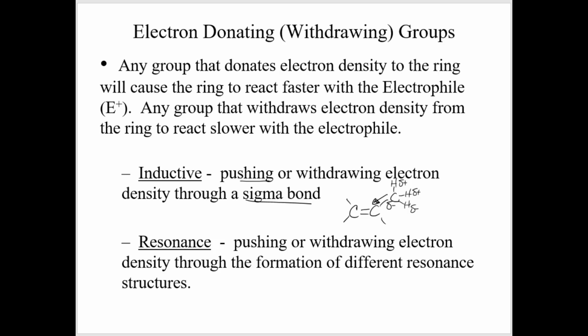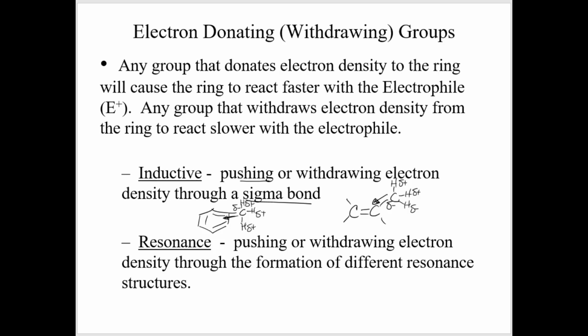Okay, can I withdraw electron density? So I should apply this to the ring and say, okay, when you attach an alkyl group to your benzene ring, what happens? Same thing. Hydrogens become slightly positive, and the carbon becomes slightly negative, and then it pushes its electron density into the ring. Okay, so not a big deal. That's induction, but now I'm giving it a name.